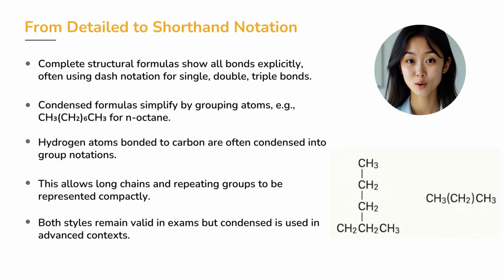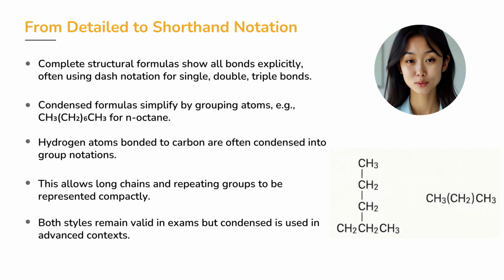For example, octane can be written fully as CH3-CH2-CH2-CH2-CH2-CH2-CH2-CH3. But the condensed version is written as CH3(CH2)6CH3. Both tell the same story, one is verbose, the other is shorthand. Just remember, condensed formulas show connectivity, while empirical formulas show only ratios of atoms.